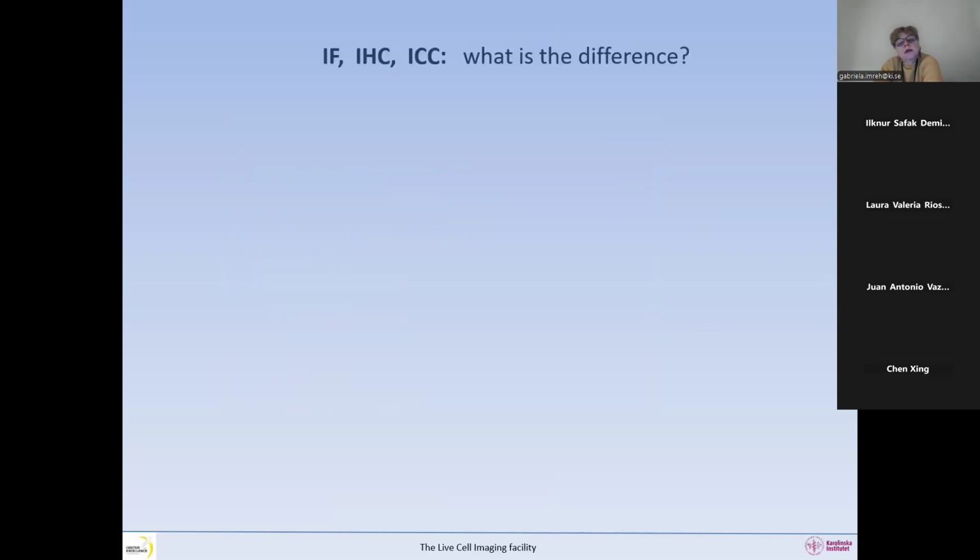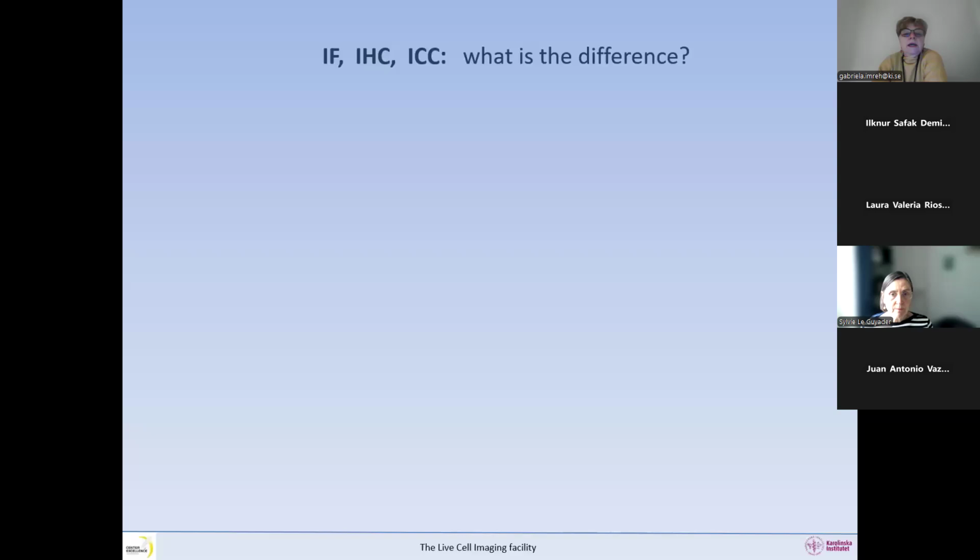When we are talking about immunostaining, we quite often encounter the words immunofluorescence, abbreviated IF, immunohistochemistry, abbreviated IHC, or immunocytochemistry, ICC. They are all referring to immunostaining. So if you just use the word immunostaining, you will never go wrong. But maybe if we break down these words a little bit, we'll remember their meaning better.